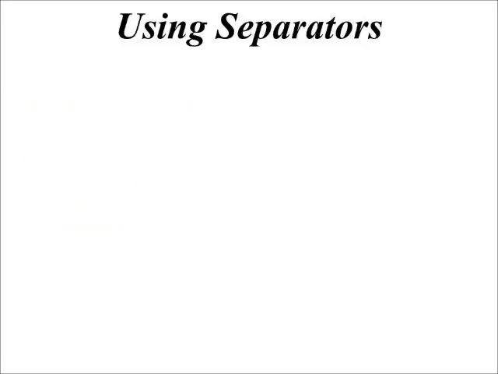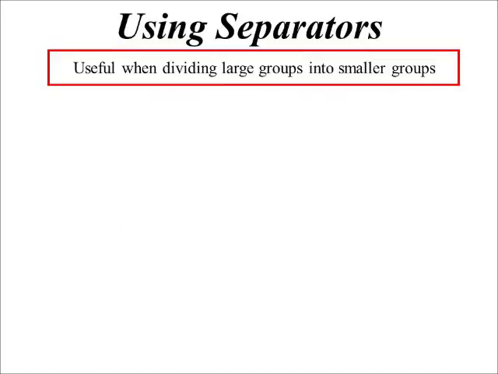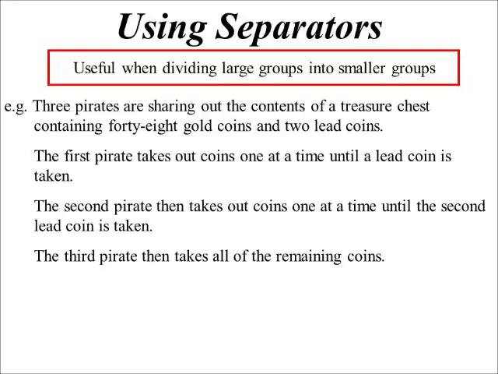Okay, another idea is what we call using separators. So that's when you've got large groups and you want to divide them into smaller groups. So here's a question. We've got 3 pirates and they've got a treasure chest full of gold. There's 48 gold coins in there, but unfortunately there's also 2 lead coins. So the first pirate is going to keep taking out gold coins until he gets a lead one. And once he picks up a lead one, that's it, he's done. That's all the gold he gets.